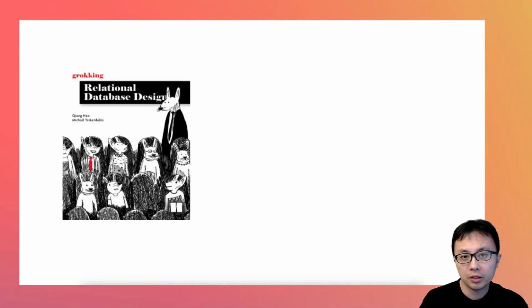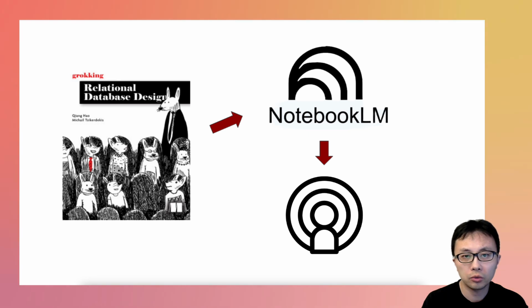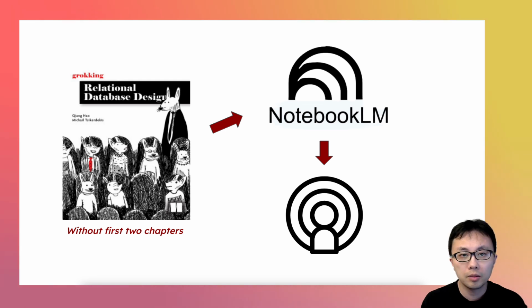I gave my book, Grokking Relational Database Design, to an AI tool, NotebookLM, and asked it to generate an audio overview. After a lot of trial and error, I had to do something strange. Delete the first two chapters. Those chapters help readers pick up the essential SQL skill required for database design, but for some reason, NotebookLM couldn't move past them. Once I removed them, it finally worked.